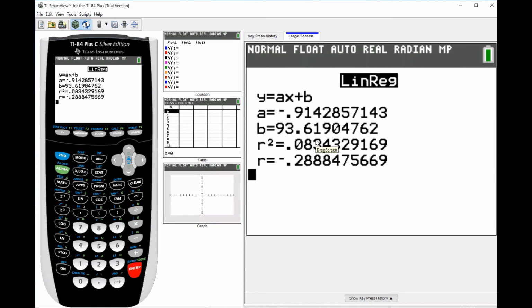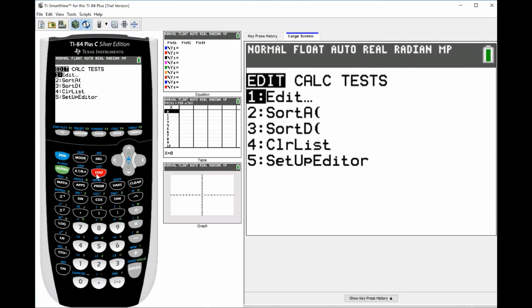And I'm making sure that my a value, that's my slope, goes in front of the x value. B value is my y-intercept. And then my value of r squared is 0.08. I don't have a lot of faith in this equation. 0.08. That is how well this equation fits this data. Now let's perform our quadratic regression.